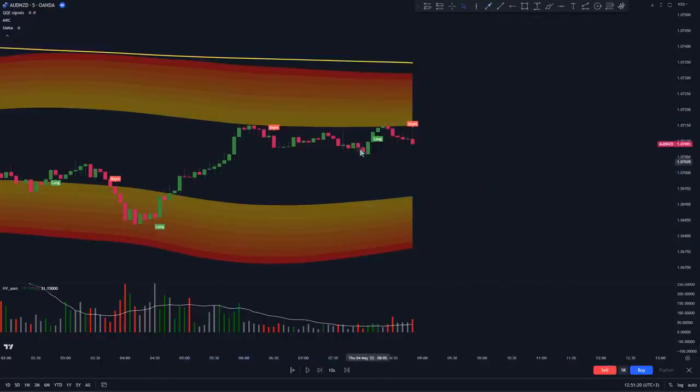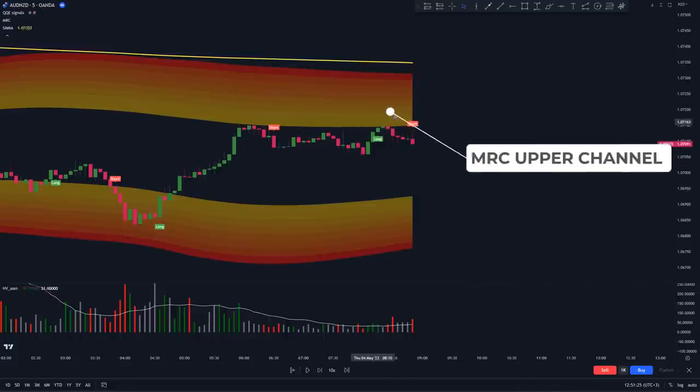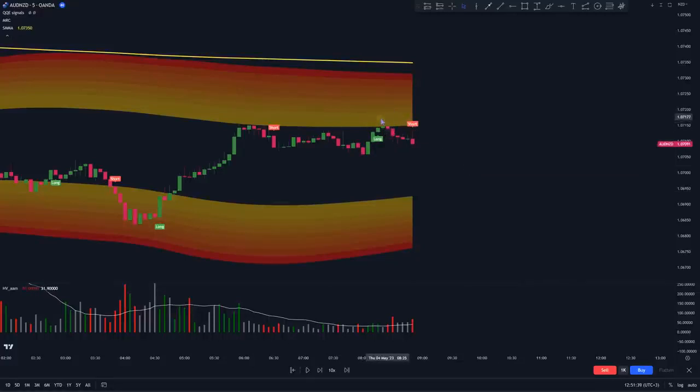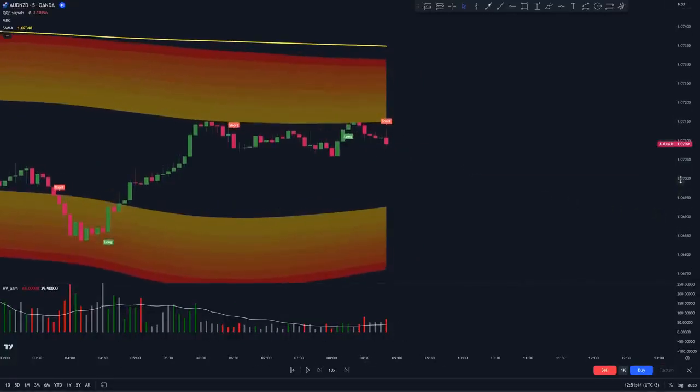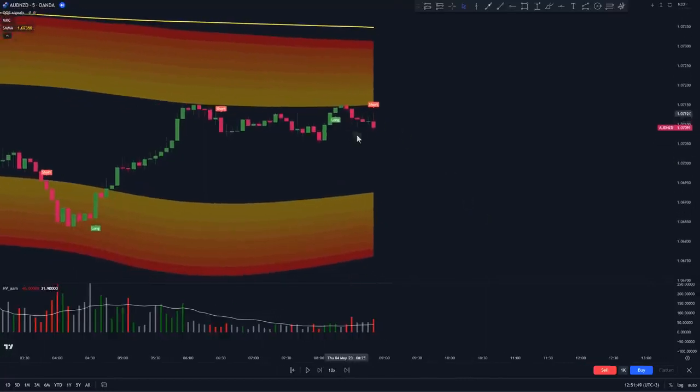Second, the price should enter into or touch the upper channel of the MRC indicator. This indicates that the market is overbought in an overall bearish trend. An overbought market in a bearish trend highly increases the probability of the market continuing in the direction of the overall trend. Next, the QQE signals indicator should print a short signal.